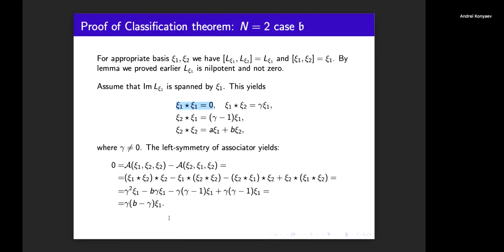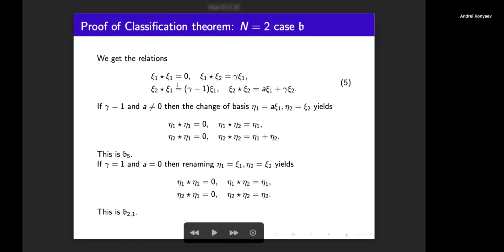We actually did use the condition which relates left action with the Lie algebra, but this is the first case. We just calculate the associator straight ahead and get the restriction like this. We'll see that this number is supposed to be 0. We know that this is not 0, because if this is 0, then L psi1 must be identically 0, because it sends psi1 to 0 and it sends psi2 to 0, because L psi1 is multiplying psi1 from the left side. So gamma cannot be 0, so B equals gamma, thus for this to vanish.